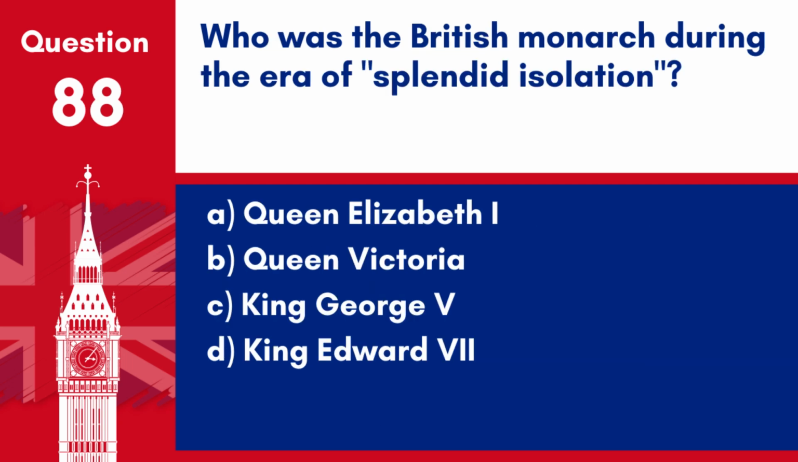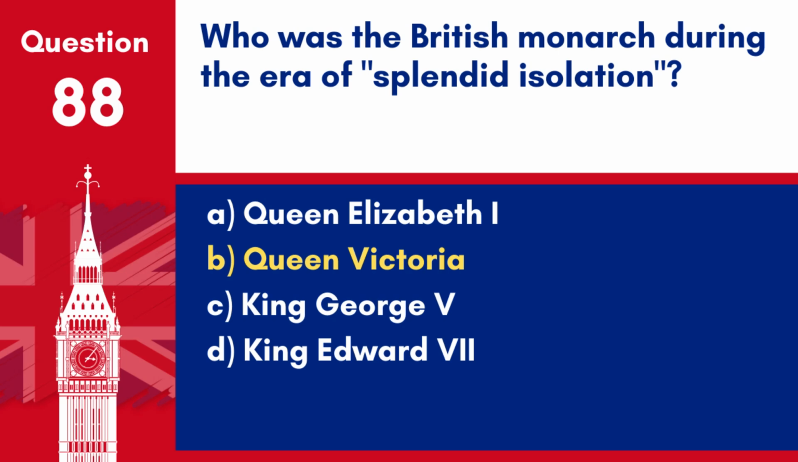Question 88. Who was the British monarch during the era of splendid isolation? A. Queen Elizabeth the First. B. Queen Victoria. C. King George V. D. King Edward VII. Answer: B.